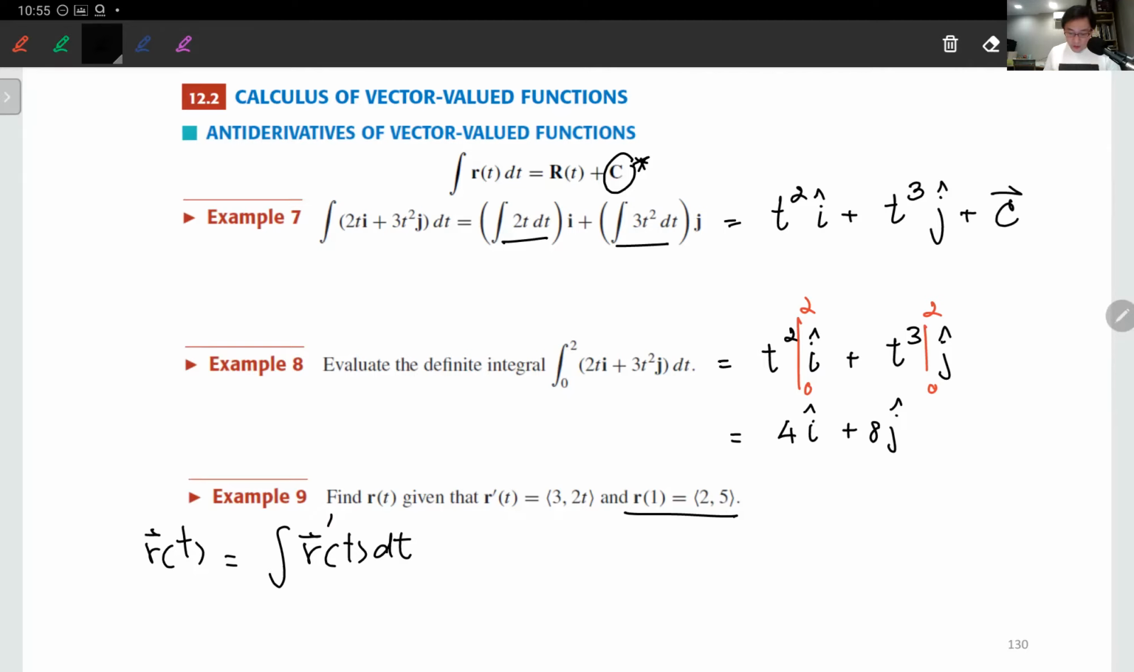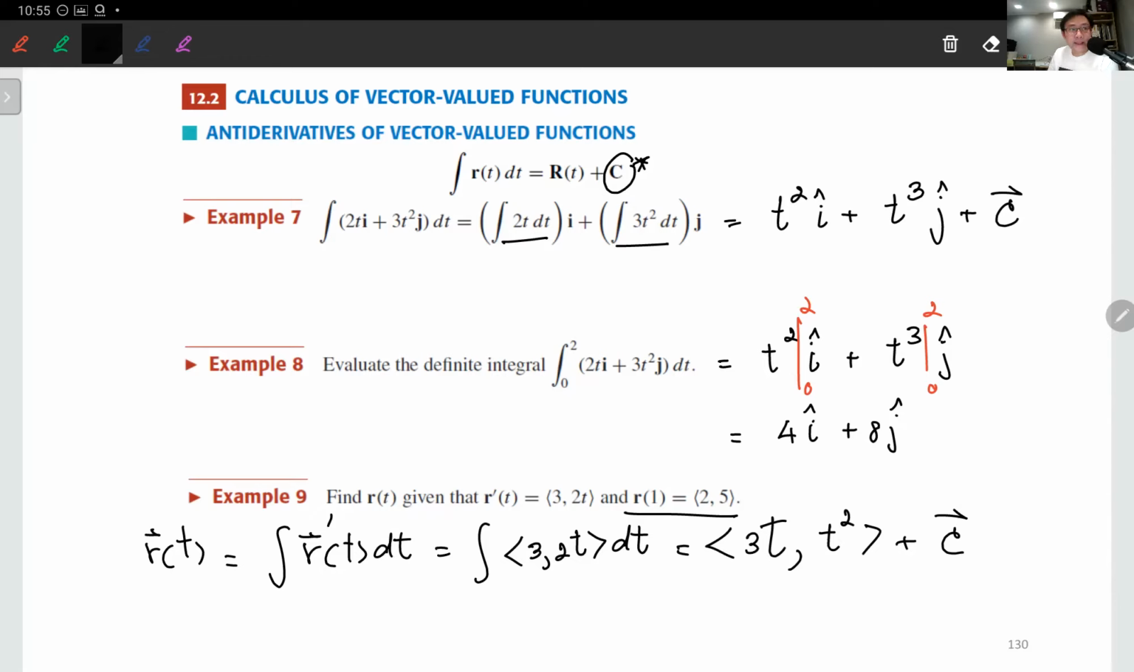So let's see what I'm saying over here. I'm going to do the integral first. So I'm going to do the integration of <3, 2t> dt. I'm doing the integration component by component. I'm going to get <3t, t squared>. You guys with me? Plus any arbitrary constant.